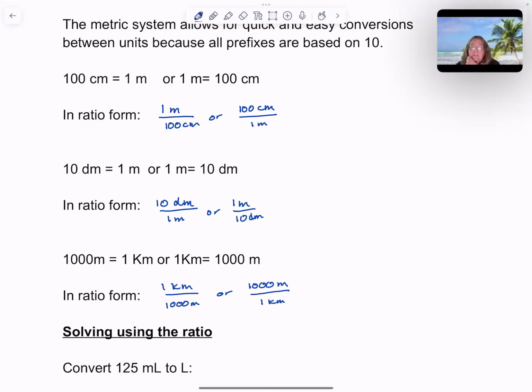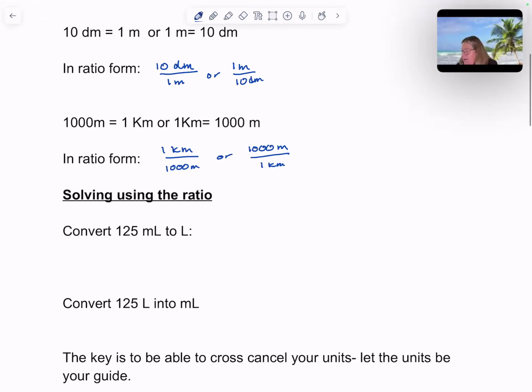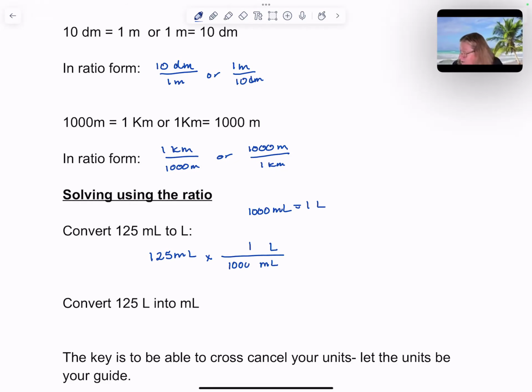So let's look at solving using these ratios. If we want to convert 125 milliliters into liters, we first need to identify the ratio. We know that there's 1,000 milliliters to 1 liter. We start with our given. We want to get rid of 125 milliliters and somehow turn that into liters. Well, by multiplying it by a ratio, we have milliliters. We want to get rid of it. It has to go to the bottom, and liters goes on top. For every 1 liter, there's 1,000 milliliters.